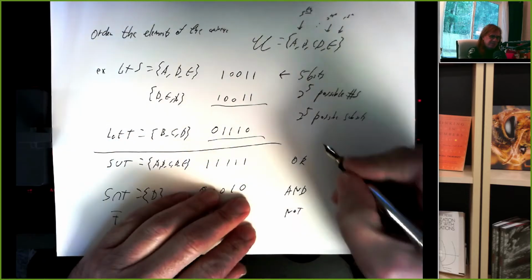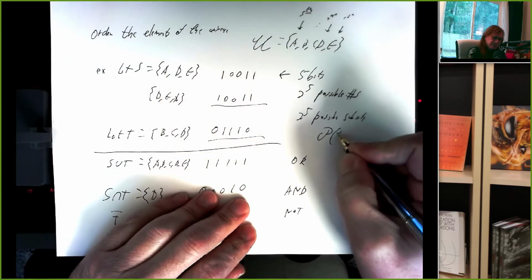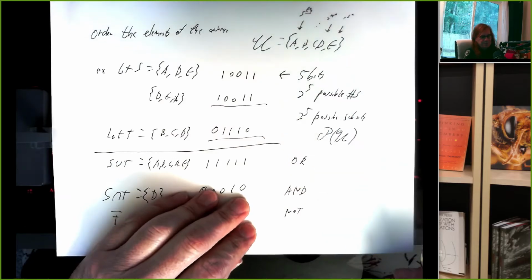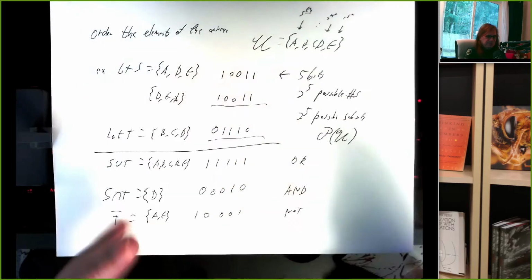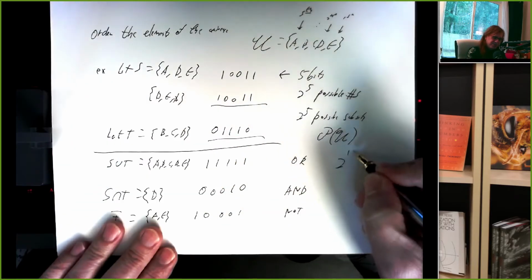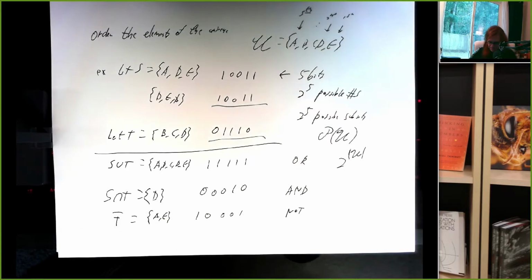The set of all possible subsets is the power set of the universe. The number of things in that, we've seen before, is just 2 raised to the number of things in the universe. So this is another demonstration of the fact that if you have a set containing n elements, you have 2 to the n possible subsets, corresponding to the 2 to the n possible n-bit patterns that you can write.